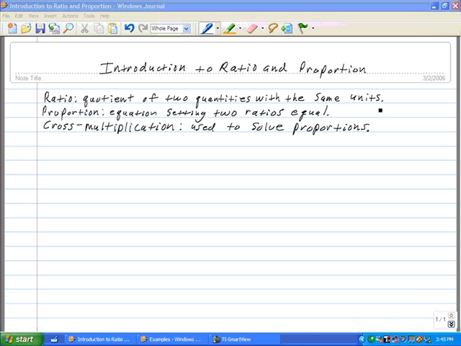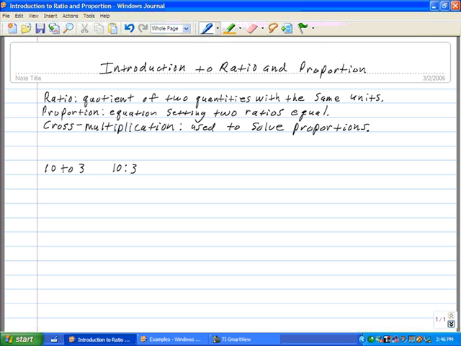For example, if you wanted to look at a football team's win-loss ratio, you might say that they have a 10 to 3 win-loss ratio, and that's one way to write it, just with the word "to" in between. Or you could write it as a 10 and put a colon in between, and you can write it as 10 to 3 using that notation as well.